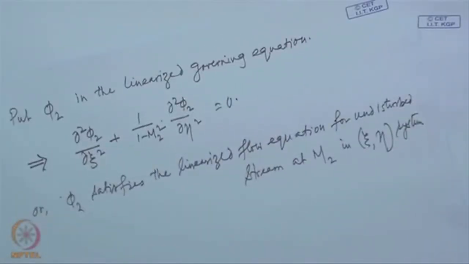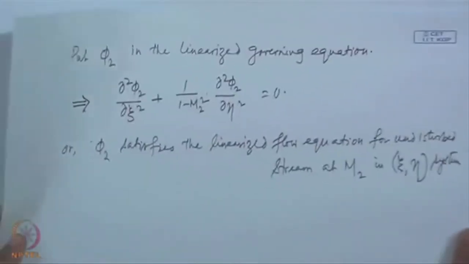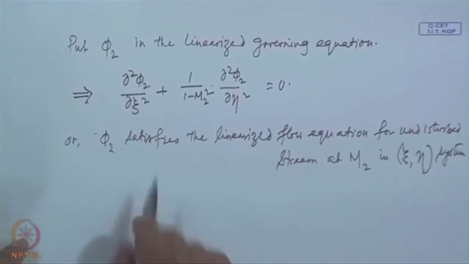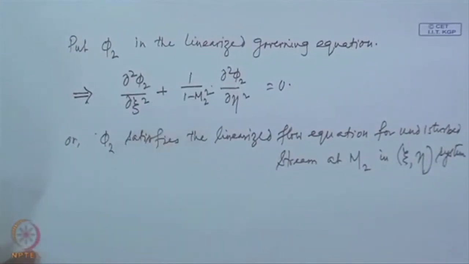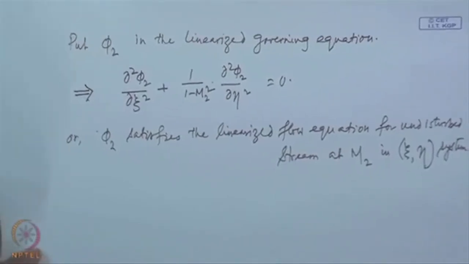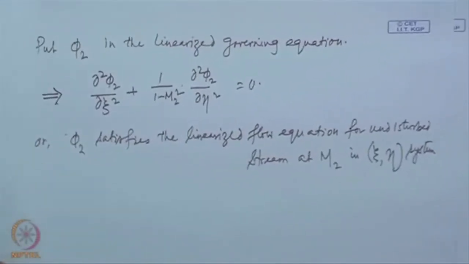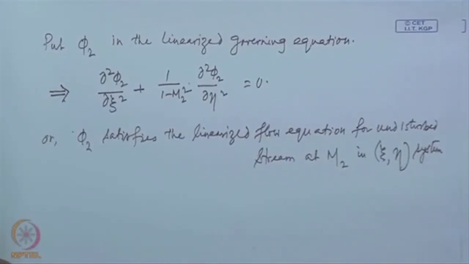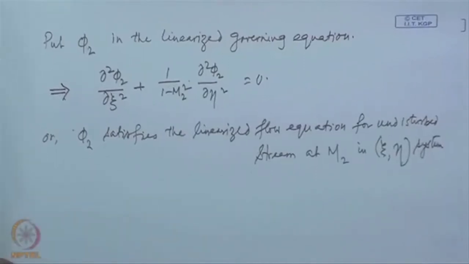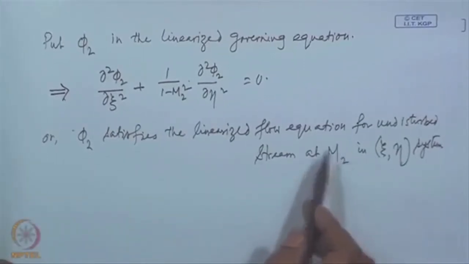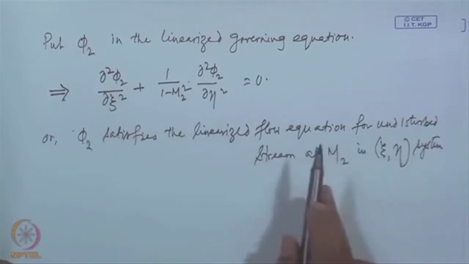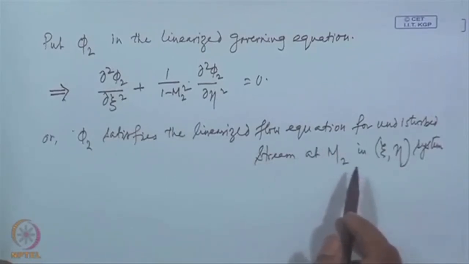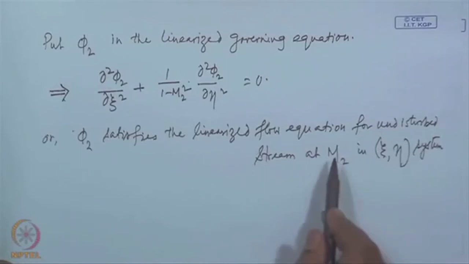Now, is phi a solution then over a certain body? Okay, phi satisfies this governing equation, but we know that if a function is to be considered as a valid potential flow solution over a certain body, then it must also satisfy the appropriate boundary condition. So, does this phi 2 satisfy the appropriate boundary condition for flow over a certain body at Mach number M2? And let us check that.